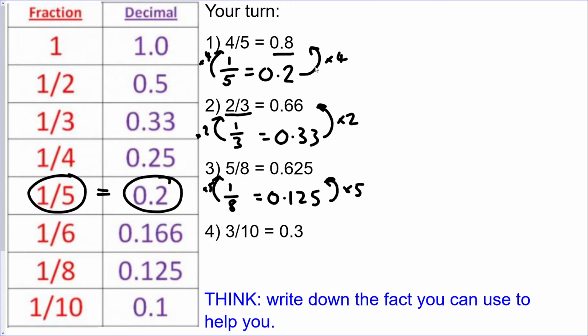And again, for number 4, we should have recognised that 1/10 is equal to 0.1. And to get from 1/10 to 3/10, we multiply by 3. And therefore, we need to do the same to the other side. So we can see here that by using our learn by heart fact equivalencies, it makes working out other fractions into decimals, or converting other fractions to decimals, a lot easier for ourselves.